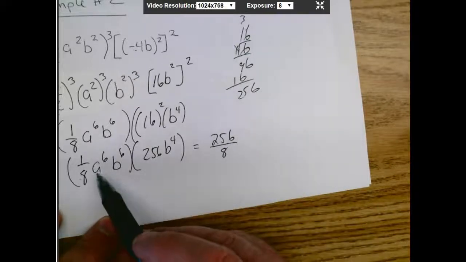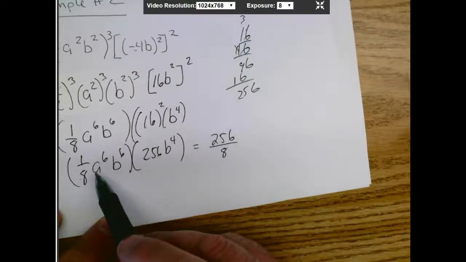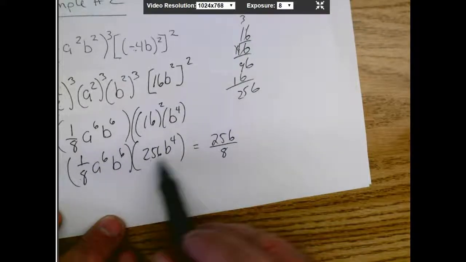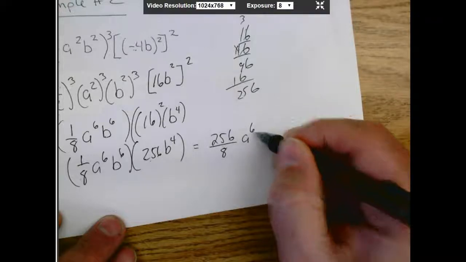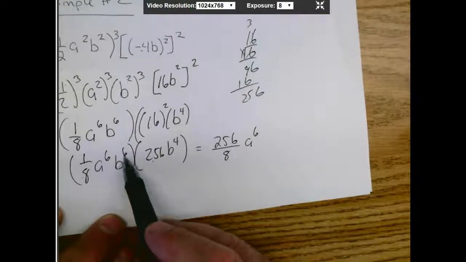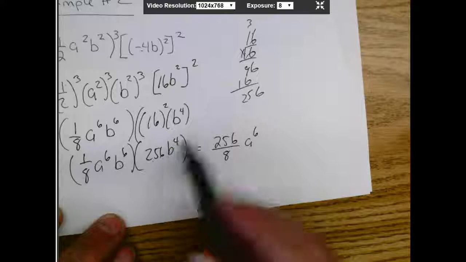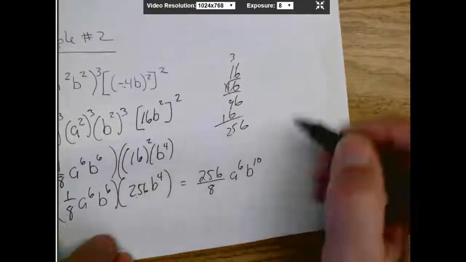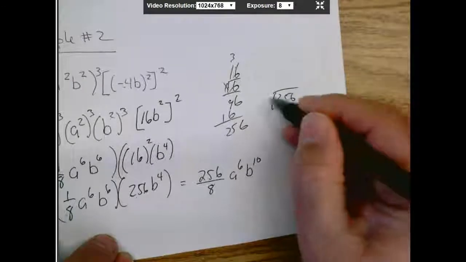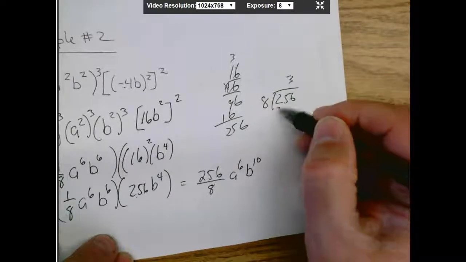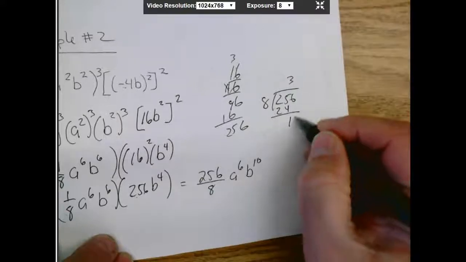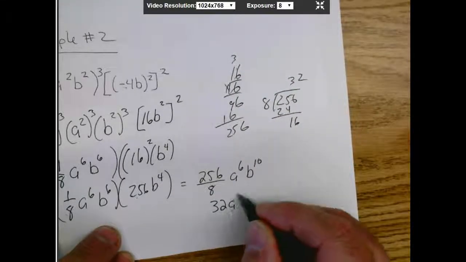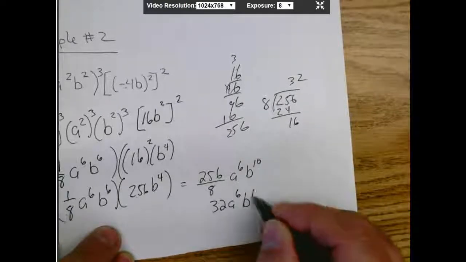And then we're really multiplying these, so now we're going to add the exponents. a to the sixth. Looks like we don't have anything over there, so a to the sixth. And then we're going to have b to the sixth times b to the fourth. That's going to be b to the 10th. And then we just need to do 256 divided by 8. It's going to go in 24 3 times. 16, that's 32. So that becomes 32 times a to the sixth, b to the 10th.